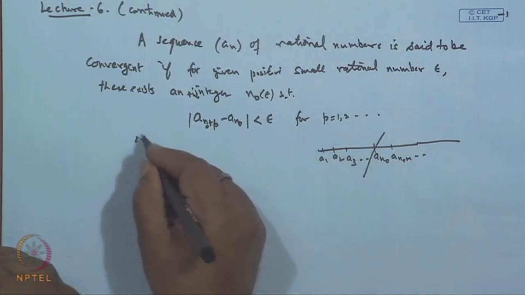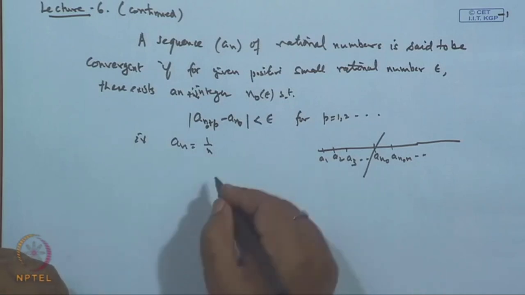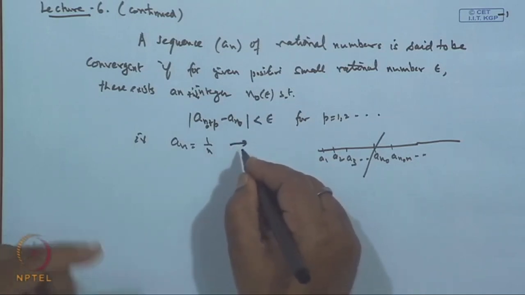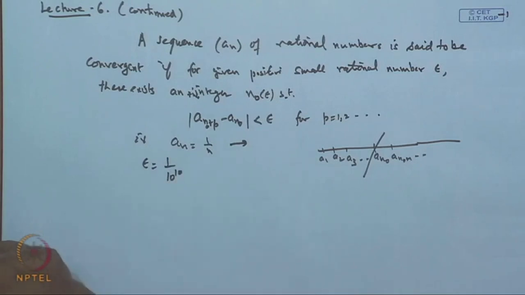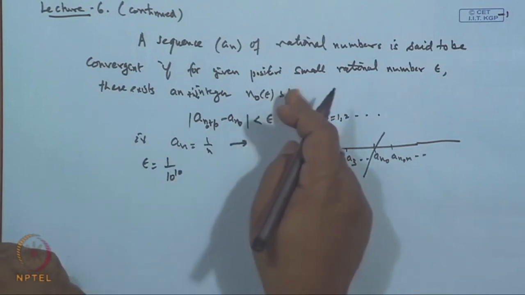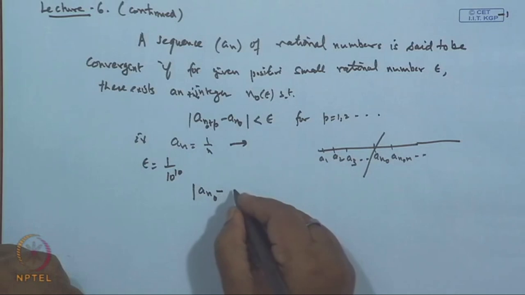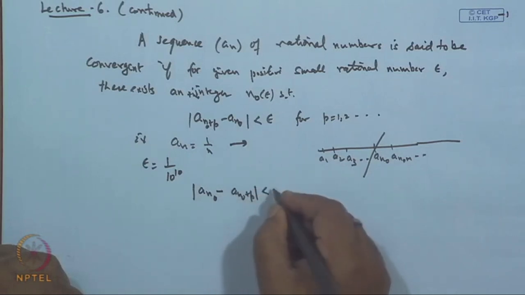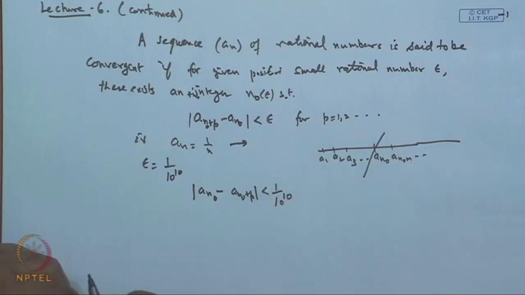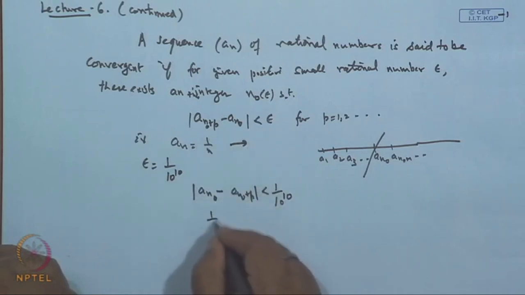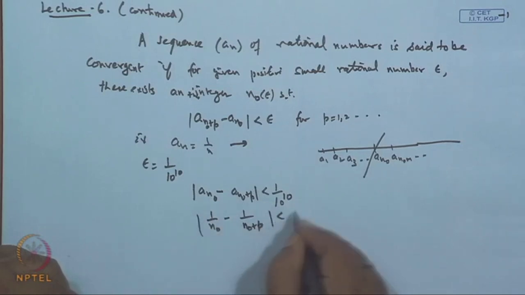For example, suppose I take a n to be 1 by n, a sequence of rational numbers. We say it converges to 0. It is a convergent sequence because take any epsilon, say epsilon is 10 to the power minus 10. Then corresponding to this epsilon, one can find n naught such that mod of a n naught minus a n naught plus p is less than epsilon, meaning 1 by 10 to the power 10. Is it not? And that will be equal to what? This is 1 by n naught minus 1 by n naught plus p. This remains less than 1 by 10 to the power 10.